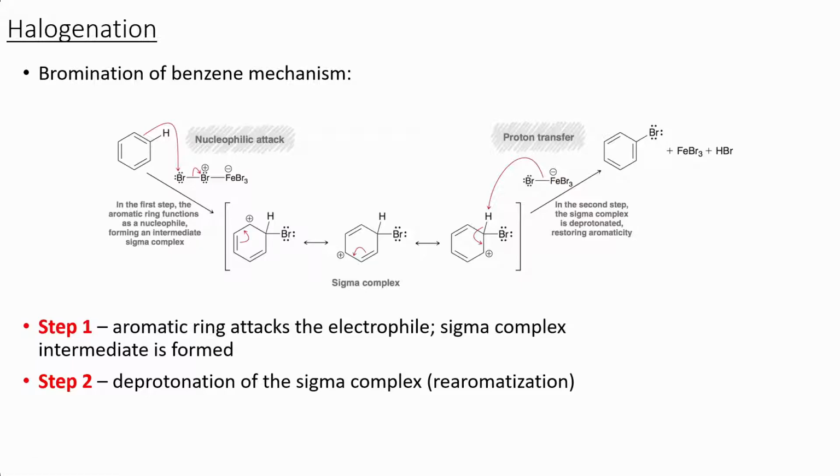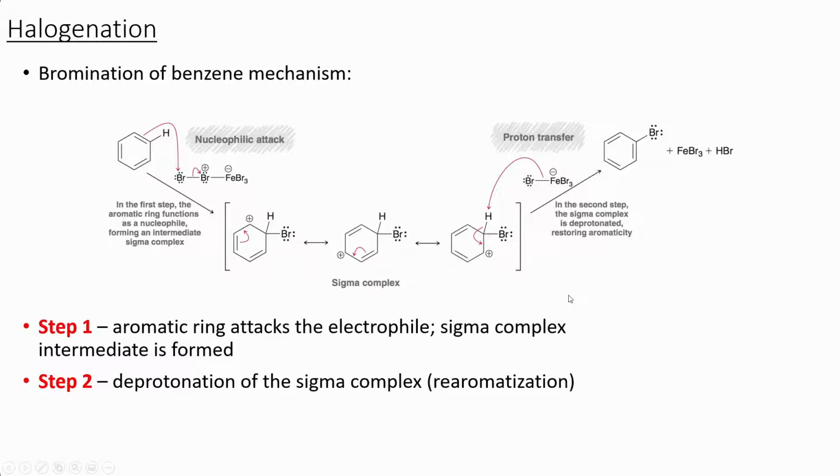The first step of the mechanism is that the aromatic ring, you guessed it, acts as a nucleophile and attacks the bromine, and this forms a sigma complex. The sigma complex consists of one less pi bond, right? We've broken the pi bond, formed one new carbon-bromine sigma bond, and one carbocation. This sigma complex has lost aromaticity. We no longer have an aromatic ring here.